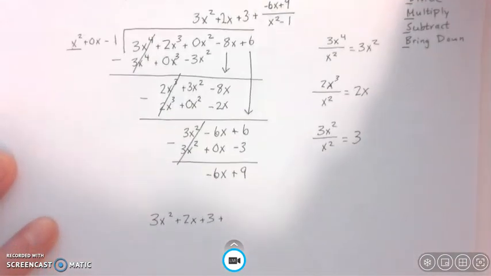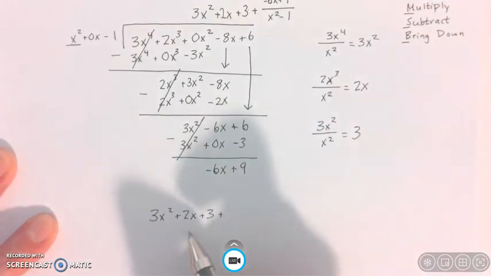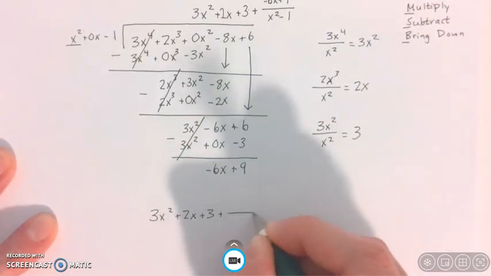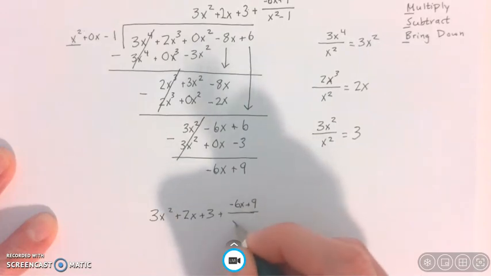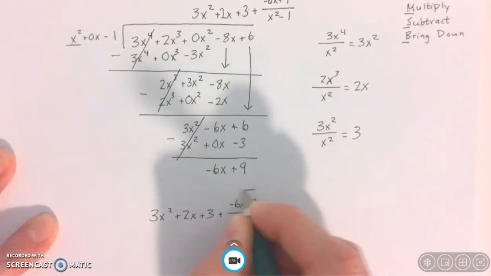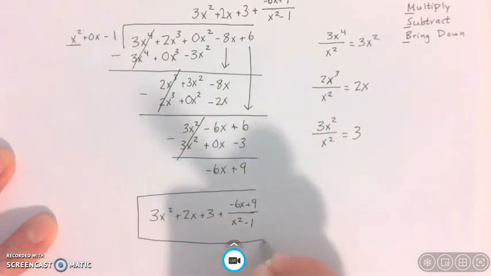All right, so we have 3x squared plus 2x plus 3 plus negative 6x plus 9 all over x squared minus 1. And that's our final answer.